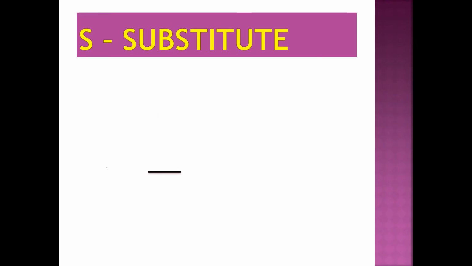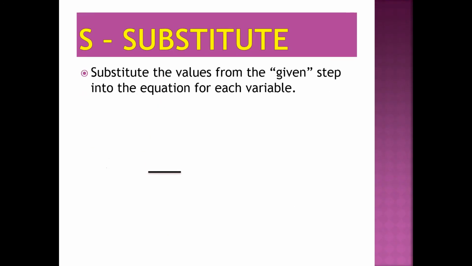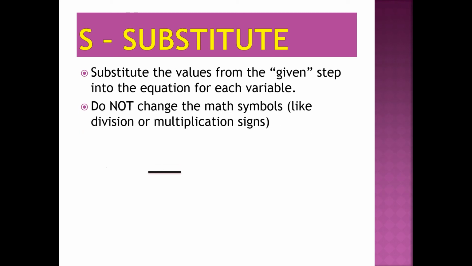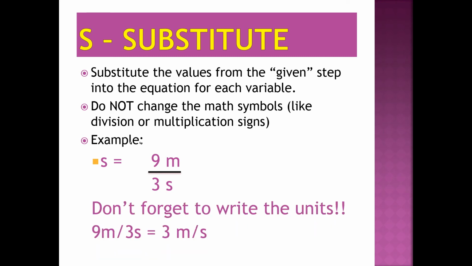The next step is to substitute. You take the information in that equation and you substitute the values from the given step into that equation. Make sure you don't change the math symbols like division or multiplication signs so that you know what to do when you get to the actual computation part. So in our example problem with the train, instead of saying s equals d divided by t, we have s equals 9 meters divided by 3 seconds. Now we have a math problem we can solve.